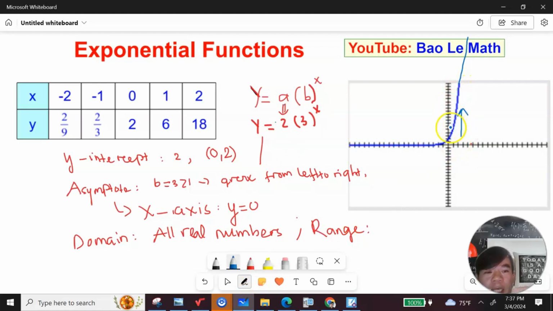And then 0 right here is the x-axis. But the graph never touches the x-axis. So it cannot be equal to 0. So y must be greater than 0. Or you can write 0 to infinity.